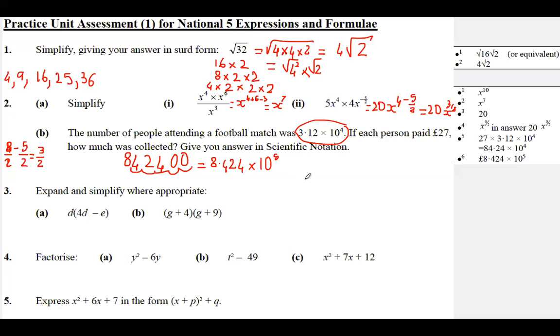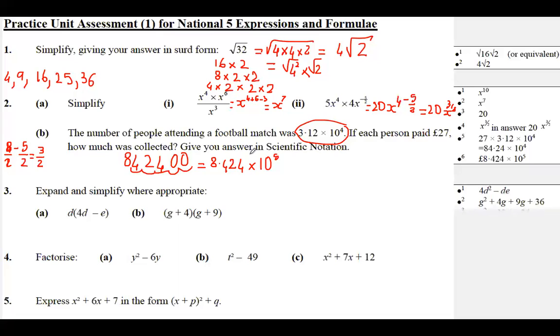And you can quickly check it with your calculator. So if you do 8.424 times 10 to the power 5, and you do equals, it should get you back to your 842,400. So the good thing about the unit assessment, because you're allowed a calculator, is you can check your work as you go through it.